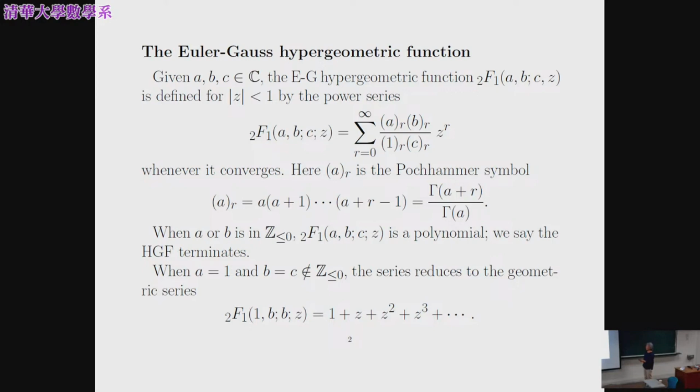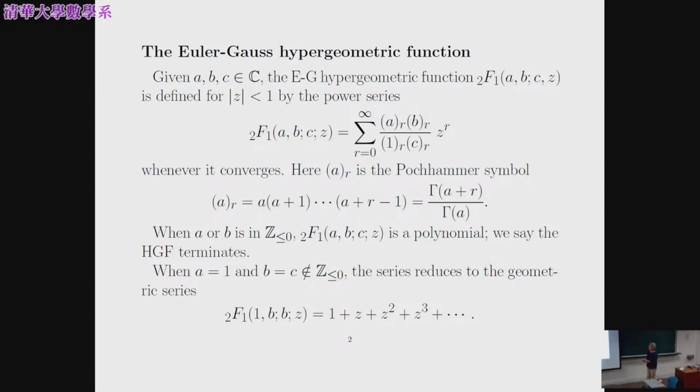And you can see that if c is a negative integer, then when r is large enough, somewhere we'll get a 0 here, so we have 0 in the denominator. That's not allowed. Okay, so just keep in mind that the hypergeometric function is defined whenever the denominator is non-zero. Likewise, when a or b is a negative integer, then the numerator will be 0. Then this infinite series becomes a polynomial. And if that happens, we say that this hypergeometric series terminates.